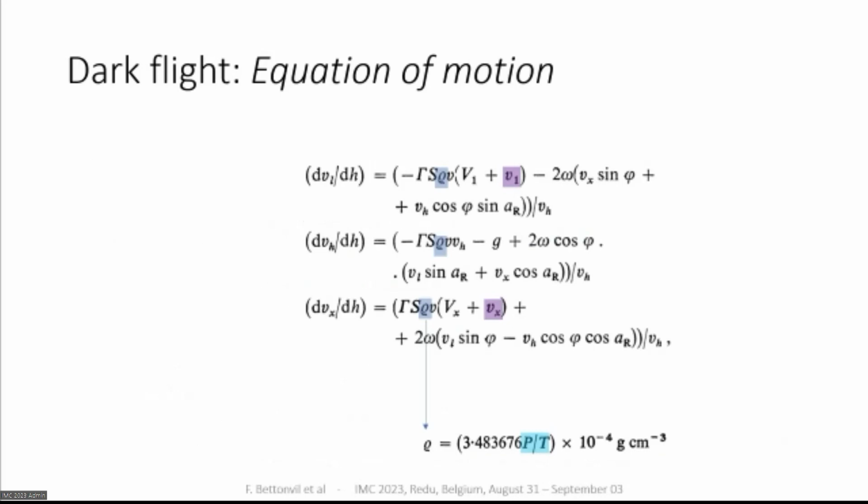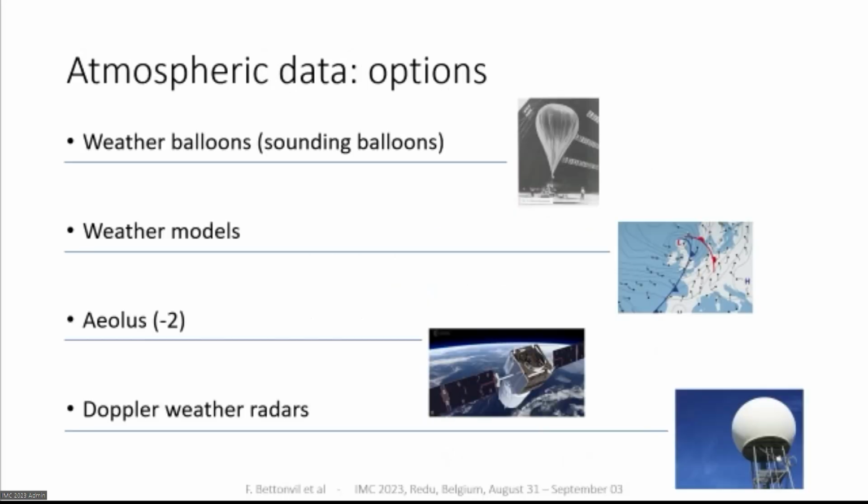So what is that? Here is the equation of motion of a dark flight, and what we speak about are, in purple, the wind components, horizontal in the direction of flight and perpendicular to it, and in blue the density of the air, which you need to know as a function of height. The density of the air you can compute if you know the pressure at that altitude and the temperature. So that's what you want to have. And you want to have that quickly because that fireball just happened and there might be a meteorite somewhere.